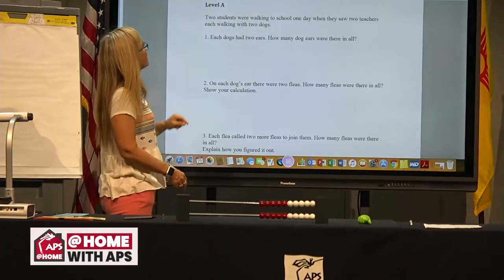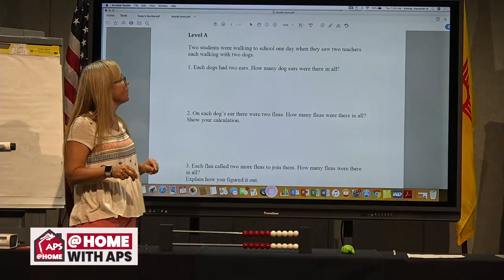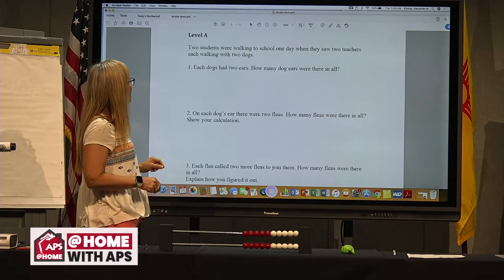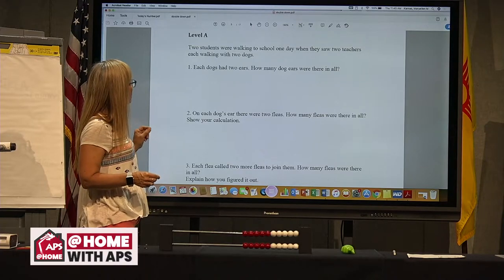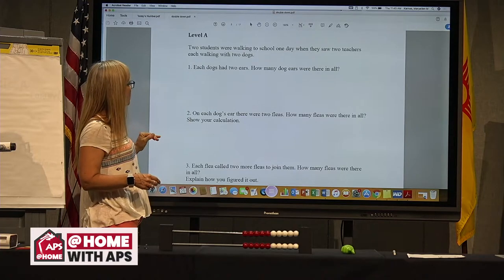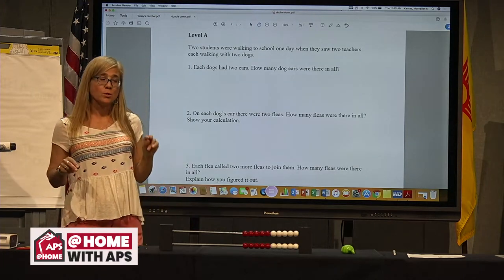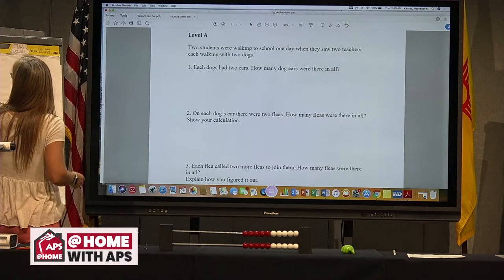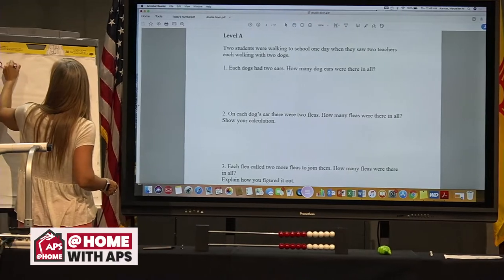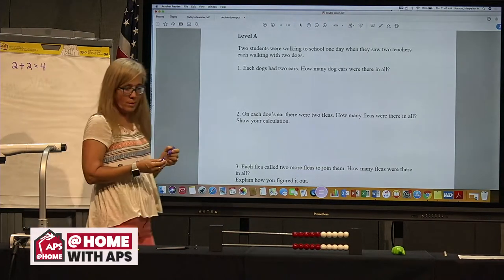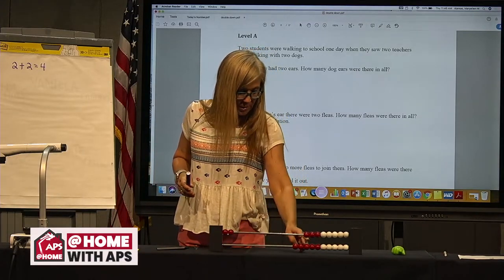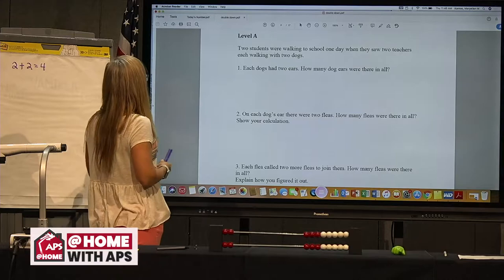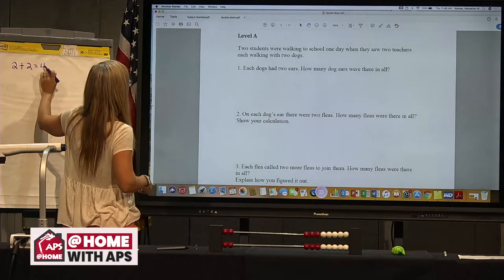So let's go back up to our story. Two students walking to school one day saw two teachers, each walking with two dogs. So what is important there? We're trying to figure out the number of dogs. So I don't think it really matters that we know how many students, because we need to think about how many dogs. So let's focus in on that. Two teachers with two dogs. So that is going to give us two dogs with one teacher plus two dogs with the other teacher, right? So that is a double that we have worked on before. Two dogs with one teacher and two dogs with another teacher, right? Two plus two is four. That's a nice, easy one for us to see. So each dog, so this is dog, so let's label that.